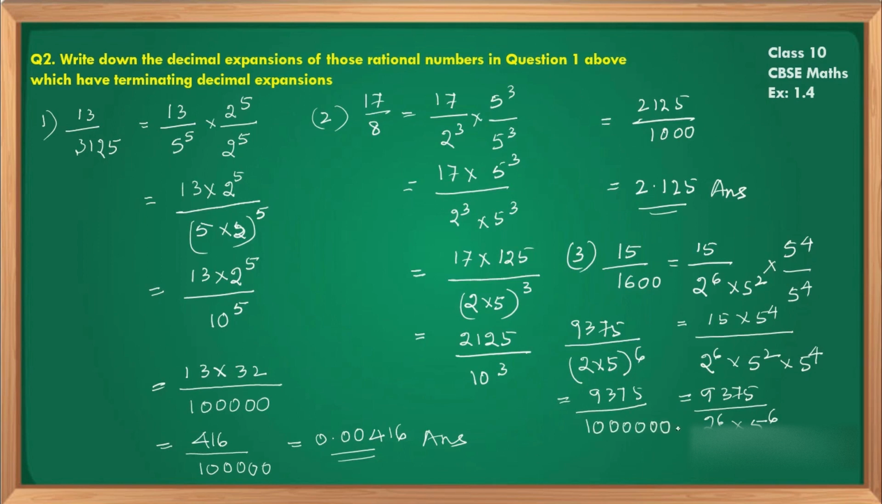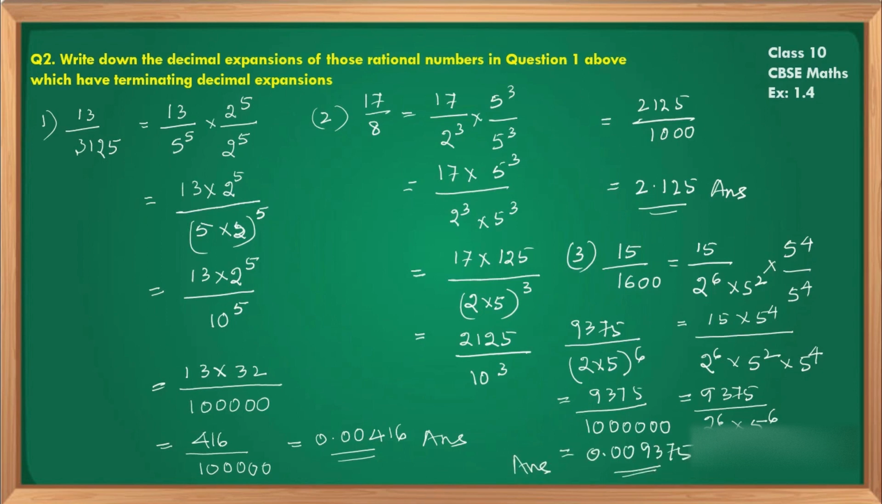Now as I said, we have to count the number of zeros and then accordingly place the decimal on the top. We have 6 zeros here. So on the top we have 1, 2, 3, 4 digits, and for the balance 2 places you have to fill zeros. This is our answer.